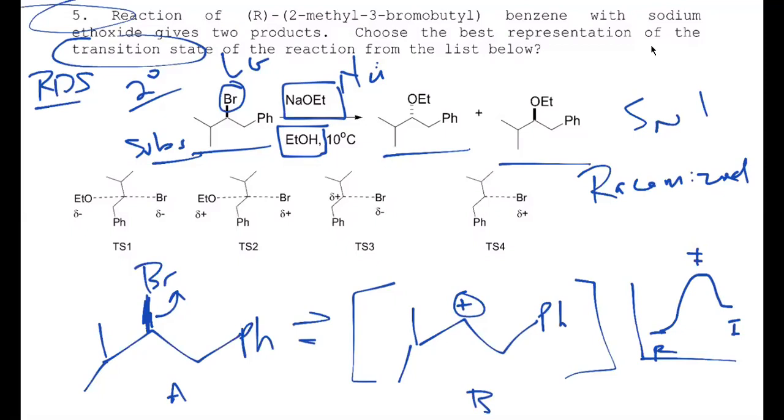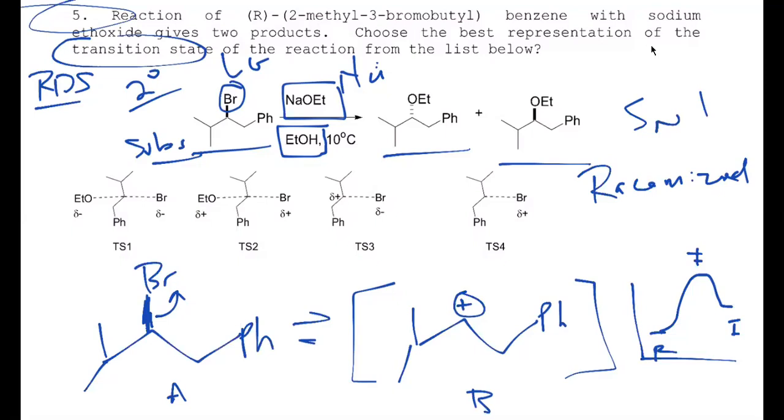So what transition state do you think will represent that? Keep in mind, everybody agreed that it was SN1. Is that right? So in SN1, the first step, the rate determining step, is what? Rate determining step is when the leaving group leaves, right? When the leaving group leaves.